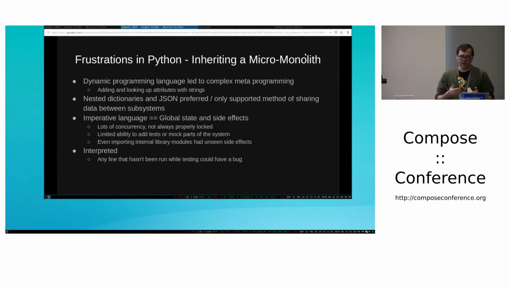And one of the worst sins that was committed was that you would import a library module from our standard library, and it would be effectful, so it could touch something on the file system or dynamically monkey patch something in. It was really scary. And then finally, not that it's news, but Python's interpreted, so anything we didn't test was suspect. We couldn't actually count on it working, and a typo could bring us down.